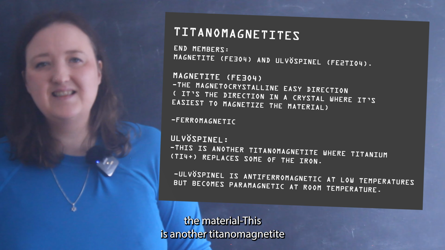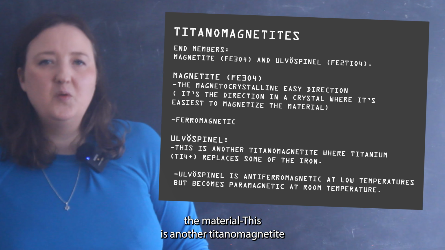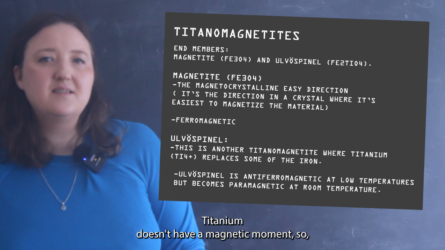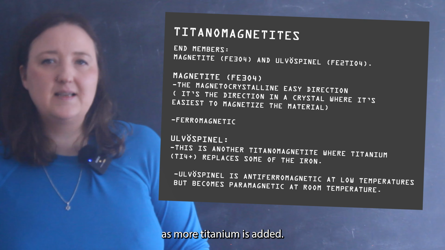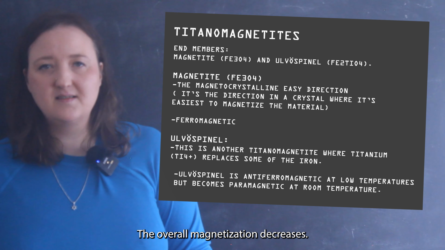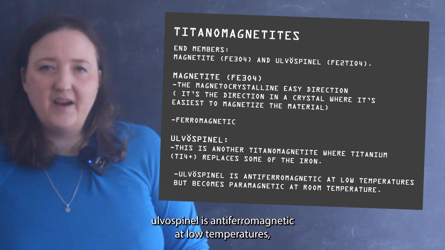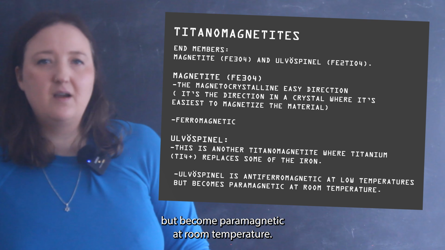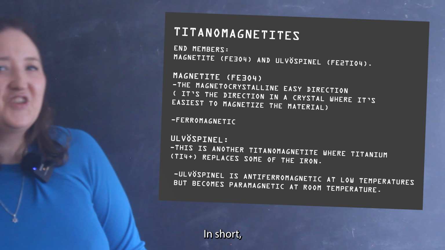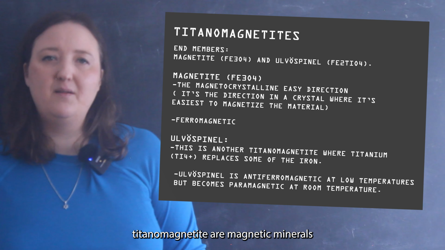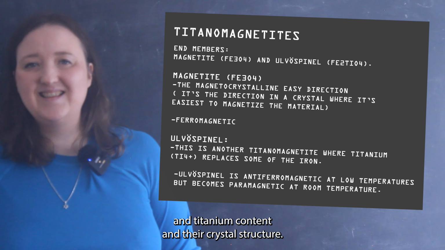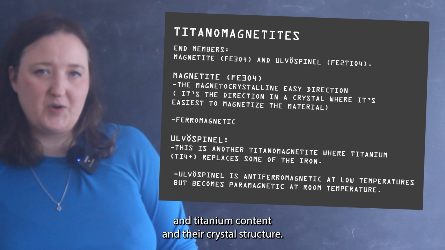Ulvospinel is a mineral where titanium replaces some of the iron. Titanium doesn't have a magnetic moment, so as more titanium is added, the overall magnetization decreases. Ulvospinel is anti-ferromagnetic at low temperatures but becomes paramagnetic at room temperature. In short, titanomagnetites are magnetic minerals whose properties depend on their iron and titanium content and their crystal structure.